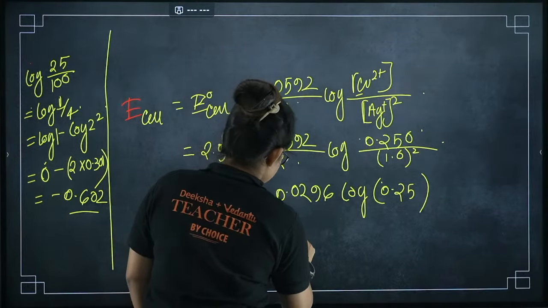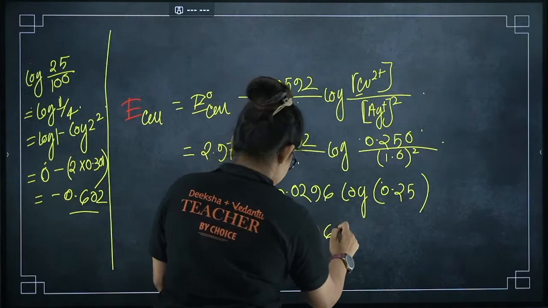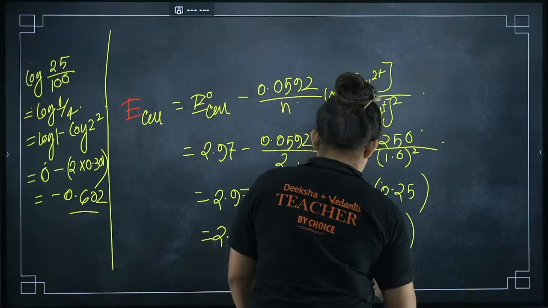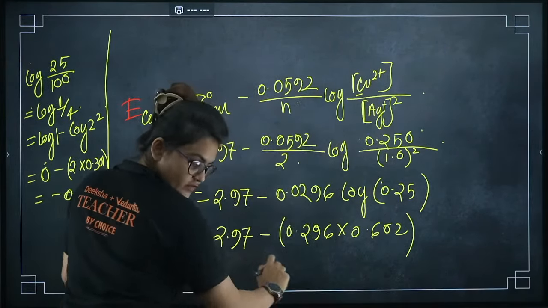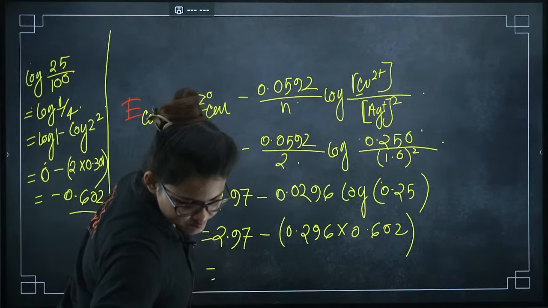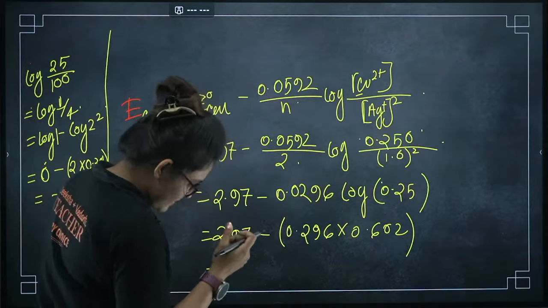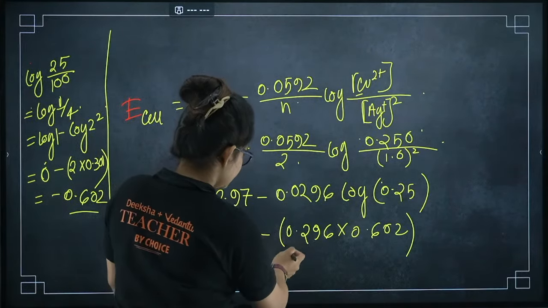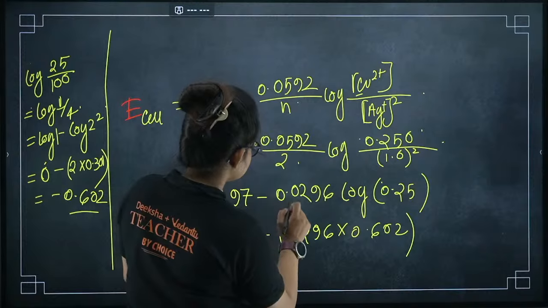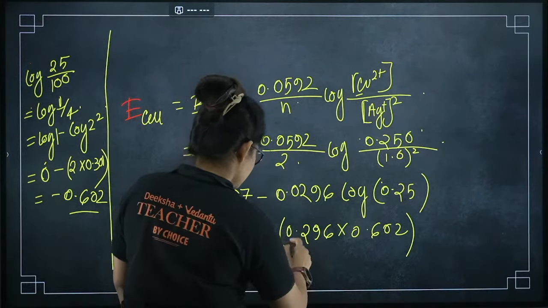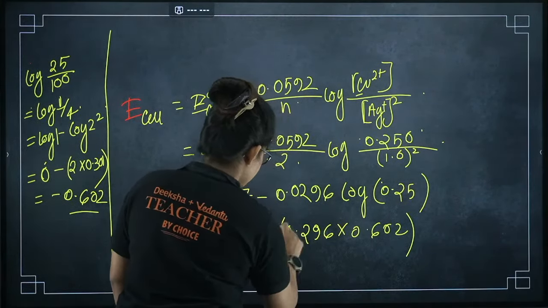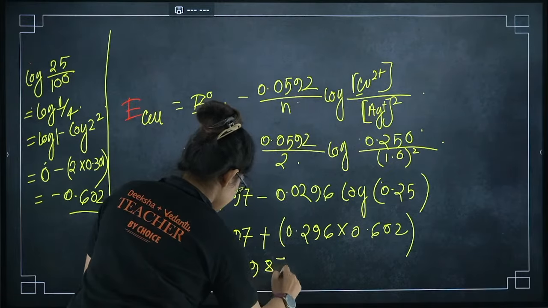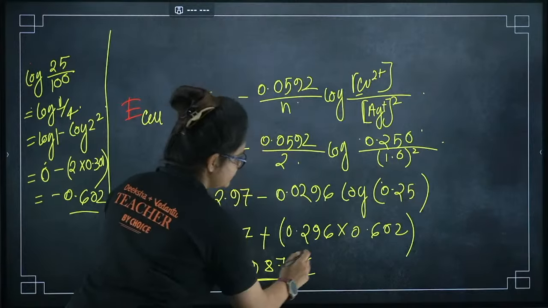So that we can write here 2.97 minus 0.296 into 0.602. Okay, so now if you do the overall calculation, rest of the things I guess you can proceed with. Here one minus sign was there, so minus minus it will be plus, you will get 2.987 volt. Okay, that's going to be the answer.